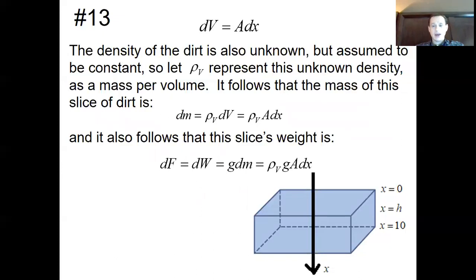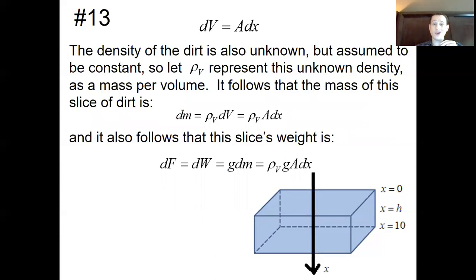That's good. All right, now what are we after in the end? Let's kind of think backwards too. We're looking for work. Work is force through a distance. What's the force on this slice? The force is its weight. And weight involves masses and things like that. So we better turn this into a mass, okay? Well, how do I get mass from volume? Density. They said the density of the mass is constant throughout.